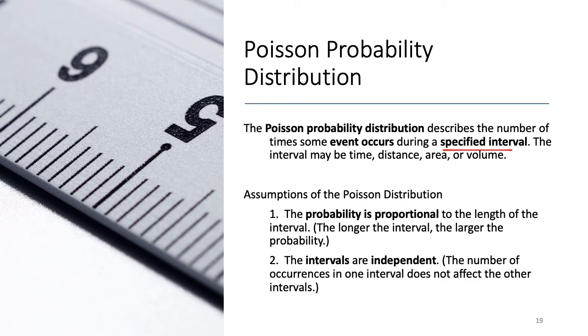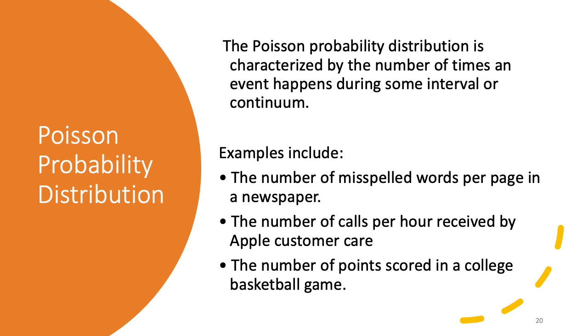So what are some of our assumptions? First, the probability is proportional to the length of the interval. So the longer the interval, the larger the probability. Second is that the intervals are independent. The number of occurrences in one interval does not affect the others. Some examples of when we would use Poisson distributions are to find things like the number of misspelled words per page in the newspaper, the number of calls per hour received by Apple customer care, the number of points scored in a college basketball game, etc.